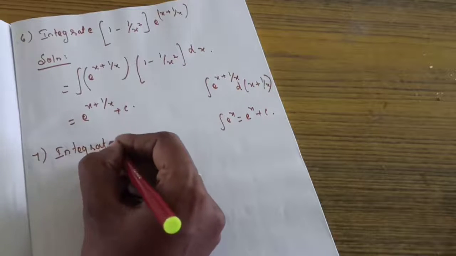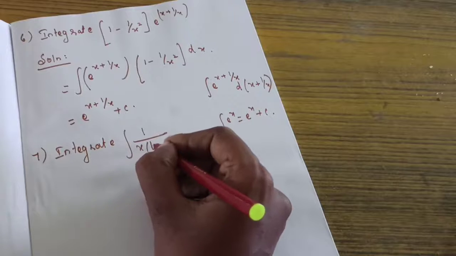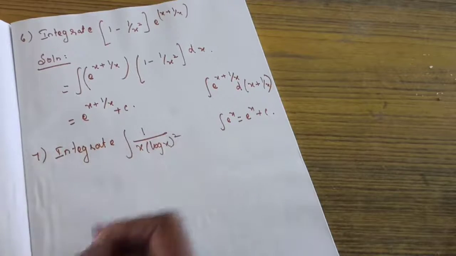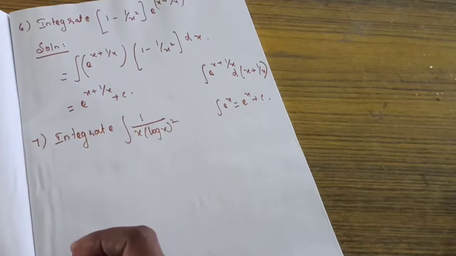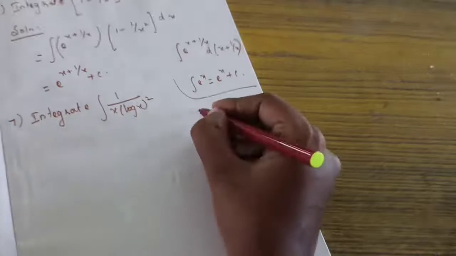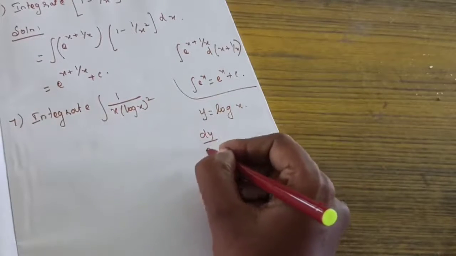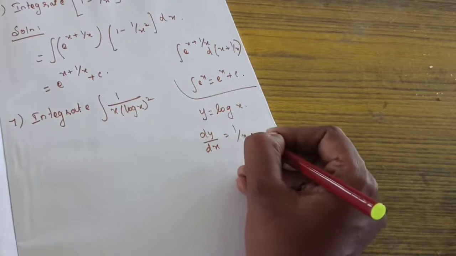Integrate integral of 1 by x into log x the whole square. Okay. So this also is the same as our previous question. Okay. So we can check it here. Okay. So now I am taking y as log x. Okay. I am taking y as log x. So dy by dx, what will we get? 1 by x. Last year we have learned.